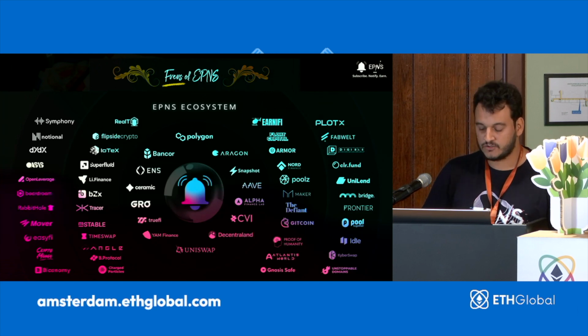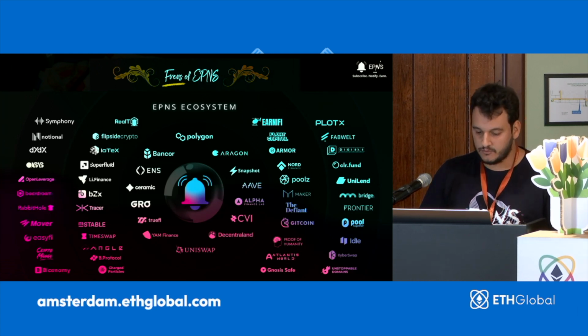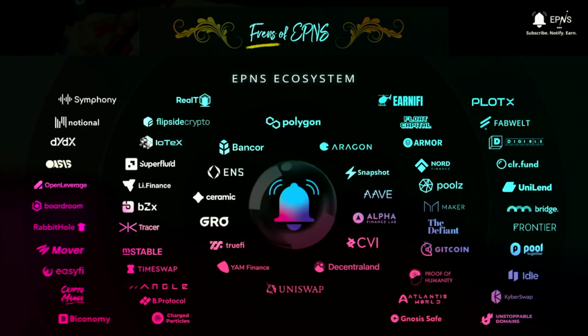So we're very fortunate to have a lot of people supporting the work. We call them friends of EPNS. They give us constant feedback so we can improve the protocol and build this chain-agnostic, open, permissionless communication layer for Web3.